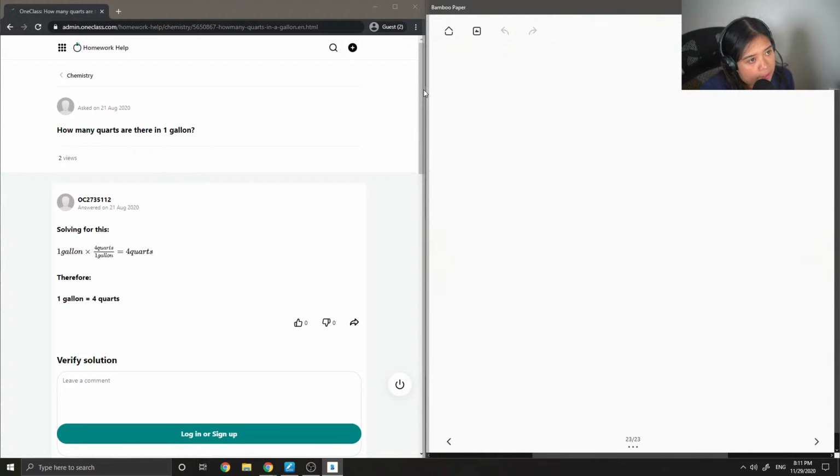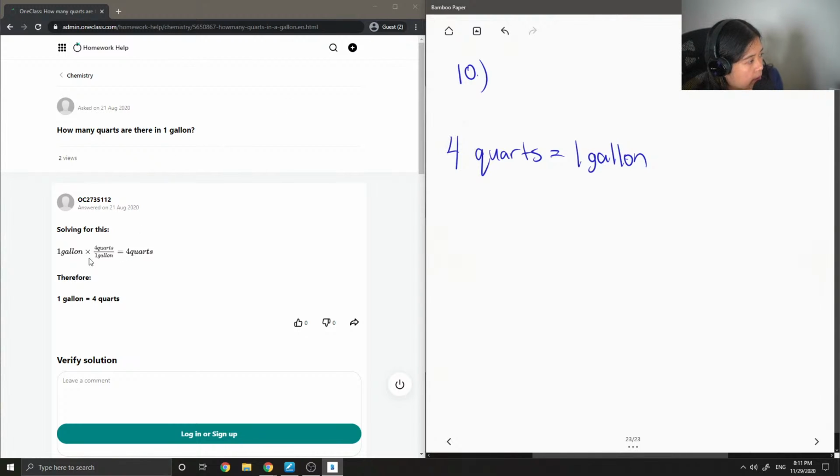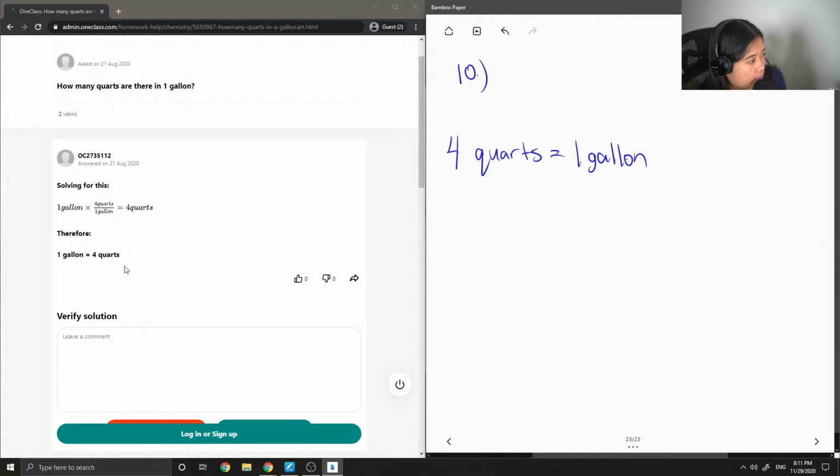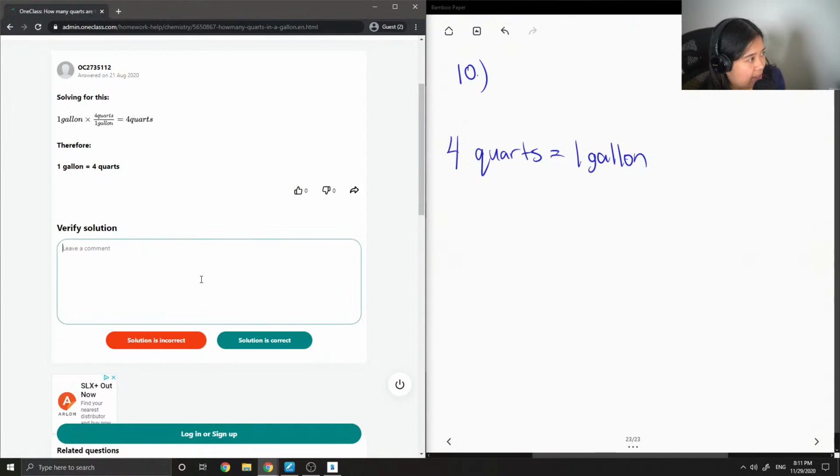Question 10 asks, how many quarts are there in a gallon? So there are 4 quarts in 1 gallon. And our junior tutor said, solving for this, 1 gallon times 4 quarts over 1 gallon is equal to 4 quarts. Therefore, 1 gallon is equal to 4 quarts. Yeah. Pretty straightforward. Solution is correct.